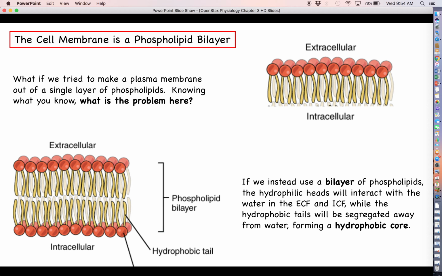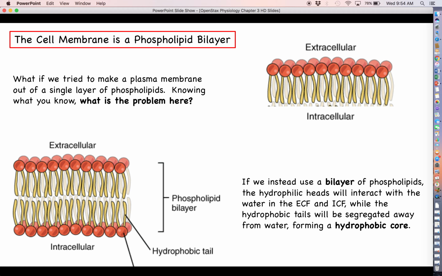So it is for this reason that we do not build plasma membranes out of a single layer of phospholipids. We actually make a double layer, what is called a bilayer of phospholipids. So the way we do this is we stack the 2 layers kind of flip-flopped on top of each other so that the tails are pointed towards each other and the heads are pointed out towards the aqueous environments of the extracellular and intracellular fluids. So everyone should be happy in this arrangement.